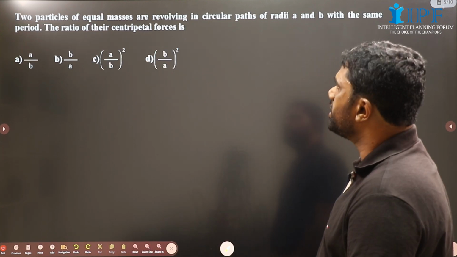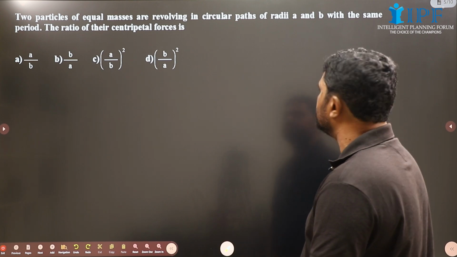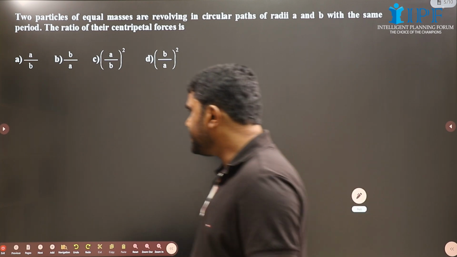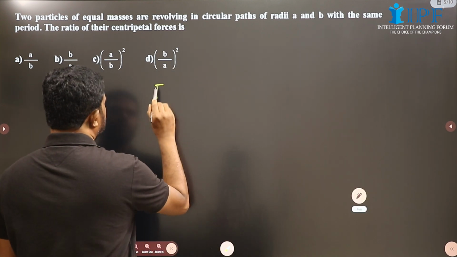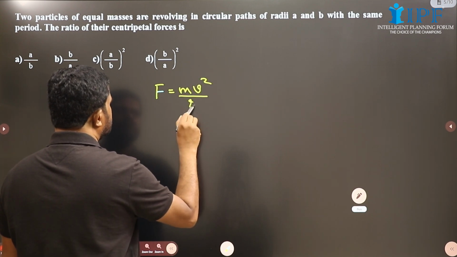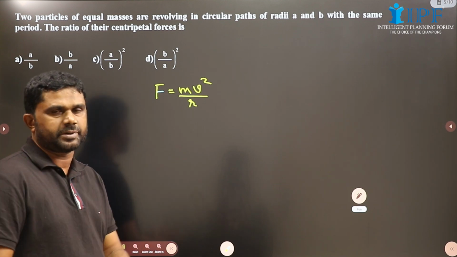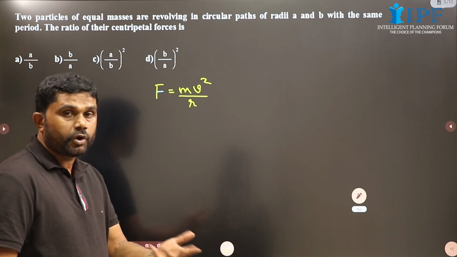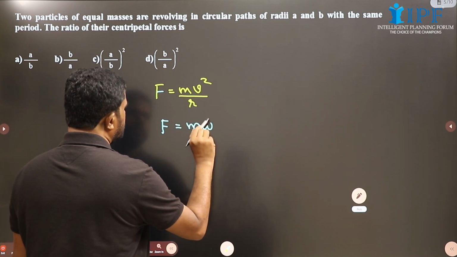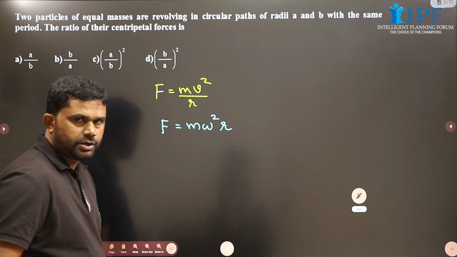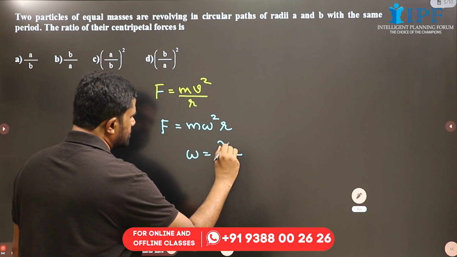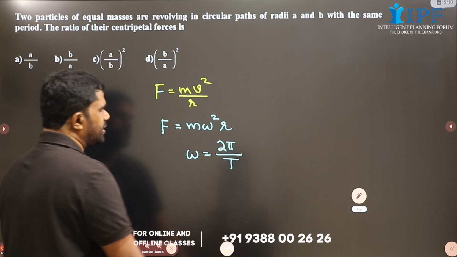Two particles of equal masses are moving in circular paths of radii A and B with the same period. The ratio of their centripetal forces. Children, what is the expression for centripetal force? See, you must be knowing centripetal force is mv square divided by r. This is the popular expression for the centripetal force. But we have one more expression for the centripetal force, that is F equal to m omega square r. What is that omega? It is the angular velocity, omega equal to 2 pi divided by capital T.